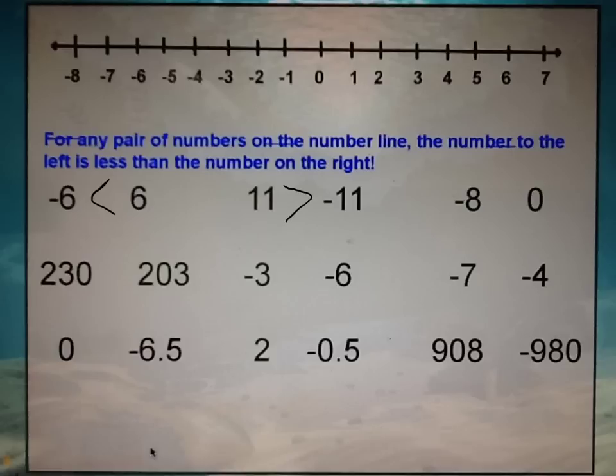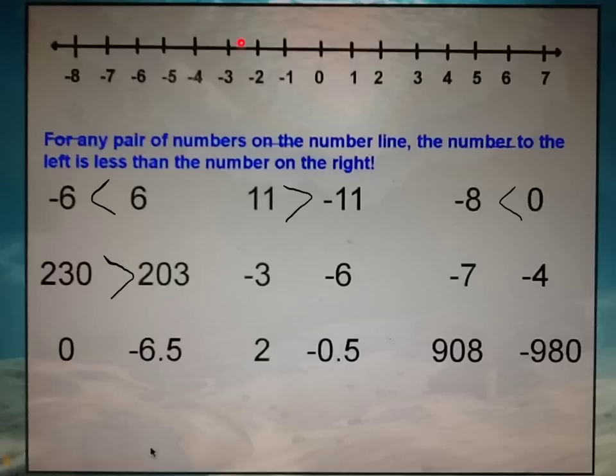Taking a look at -8 and 0. What would you rather have? I would rather have 0. Thinking about 230 and 203. 230 is greater than 203. That is going to be further to the right on the number line than 203.